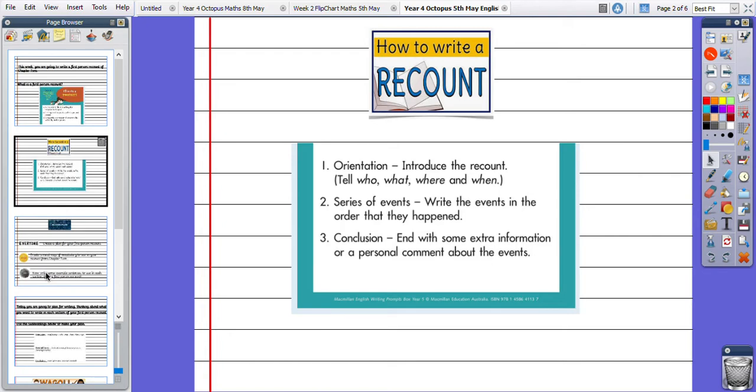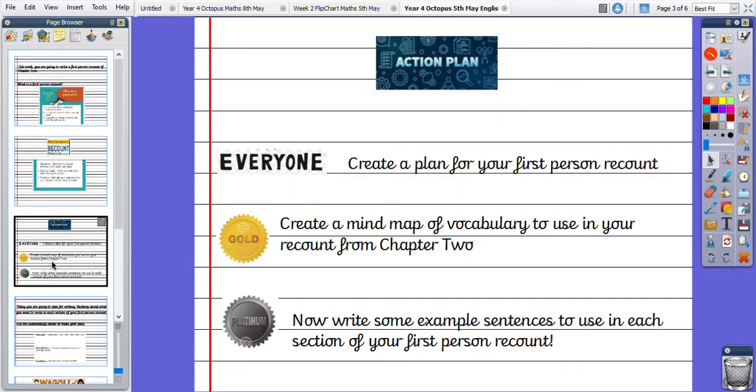So we want lots of feelings in our first person recount because you are telling it as if it is you. So you are going to be Joe writing what has happened in chapter 2. So your conversation with your dad about wanting to move schools because you are being bullied and called names. So today, all of you are going to create a plan for your first person recount.